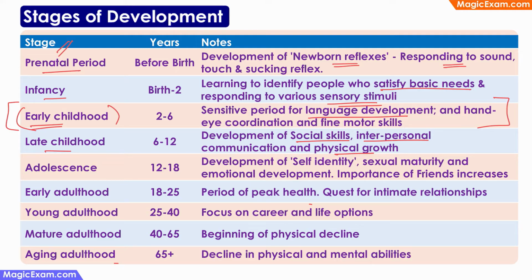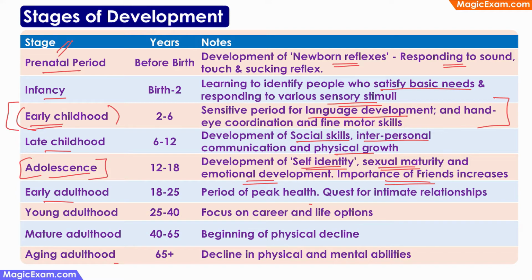And then comes adolescence. In adolescence, the child is developing a sense of self-identity, and the child is also reaching a stage of sexual maturity. And there is a lot of emotional development that happens, and the importance of friends increases tremendously in the adolescent stage.